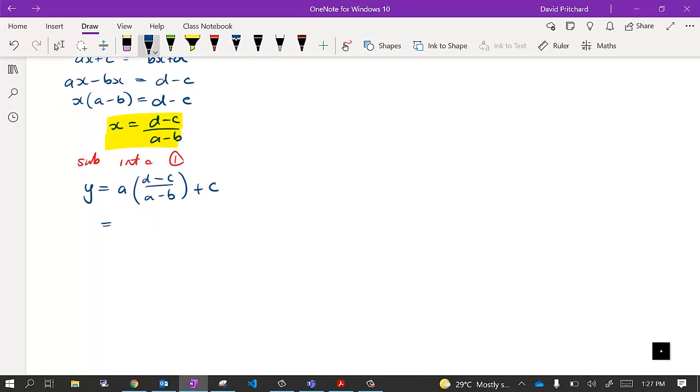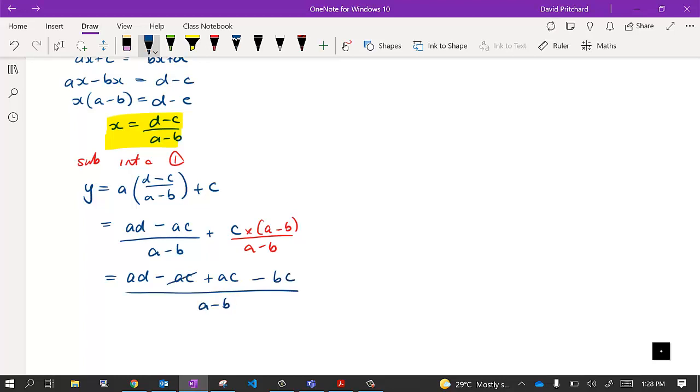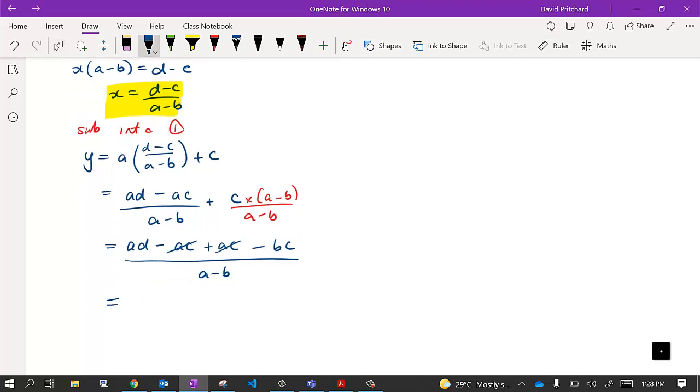It'll be the same if we do it either way. So, for example, if I multiply A through here, it becomes AD take AC on A take B plus C. But that plus C isn't good enough because it's not on that fraction, A take B. So if I multiply that by A take B on top and bottom, then we end up with AD take AC plus AC take BC all over A take B, and our A take C's in the middle cancel out. We end up with AD take BC on A take B.